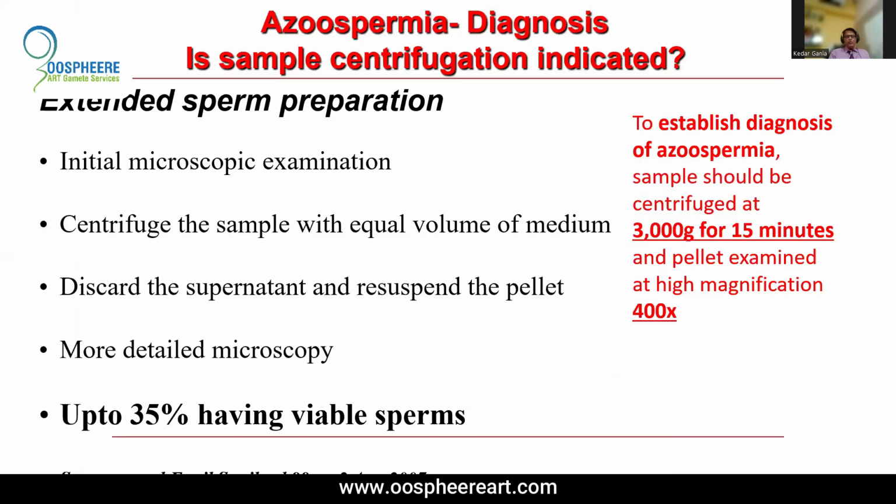Now, when you do not find any sperms in the semen sample in initial preparation, what you should do is centrifuge the semen sample at 30,000 RPM for 15 minutes and examine the pellet under high magnification. You may find viable sperm in 35% of the patients.